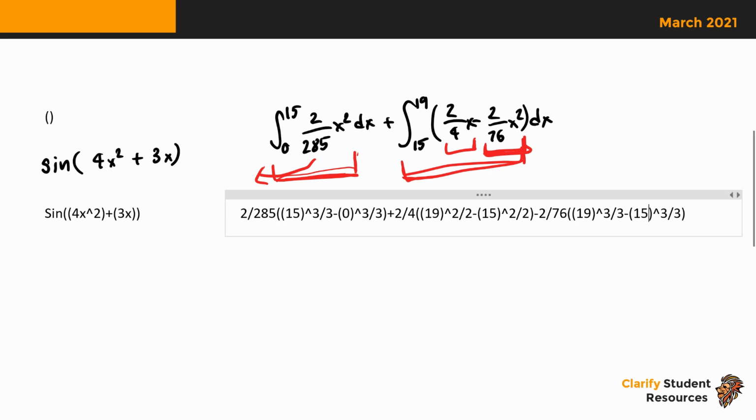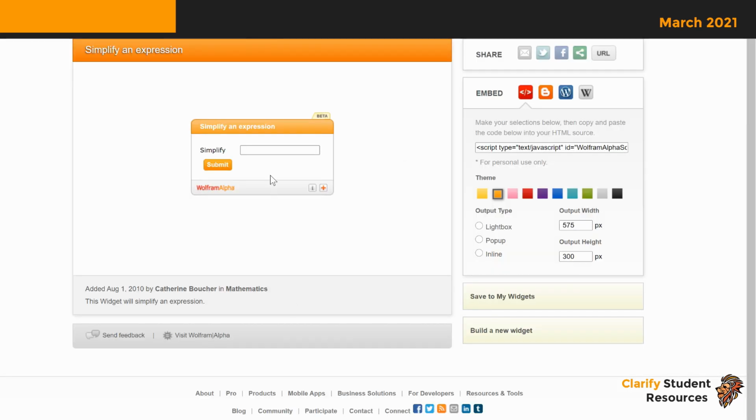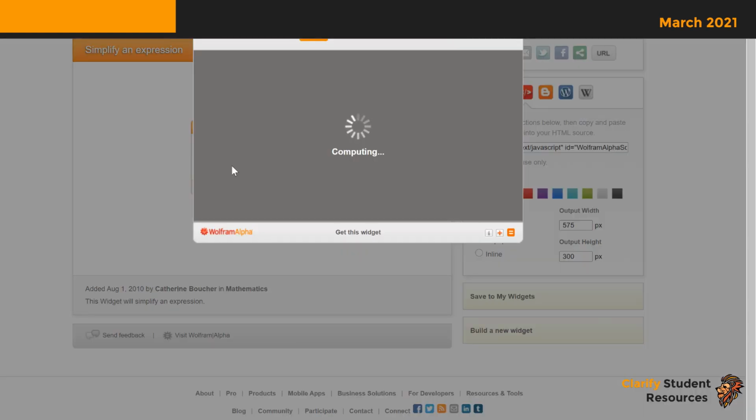A good way to make sure that you've done this correctly is to copy this and use a Wolfram Alpha link. I'll post this in the description, but you press submit, and then it'll let you know.